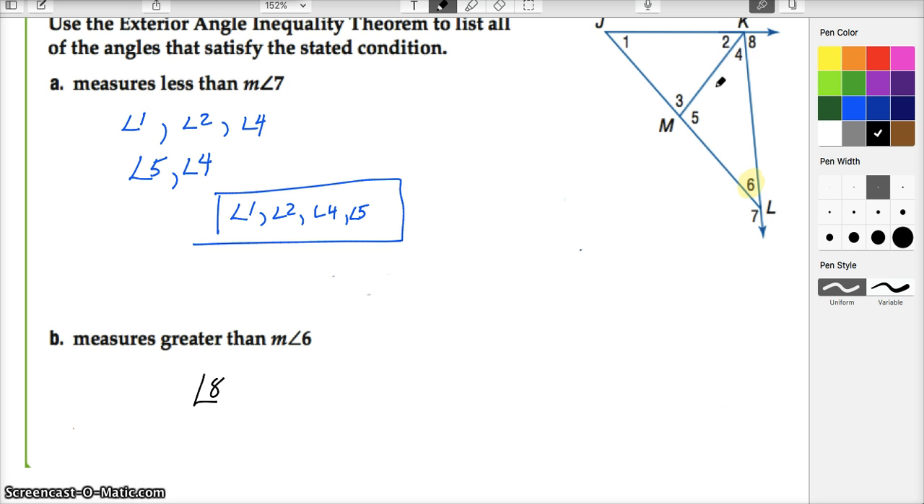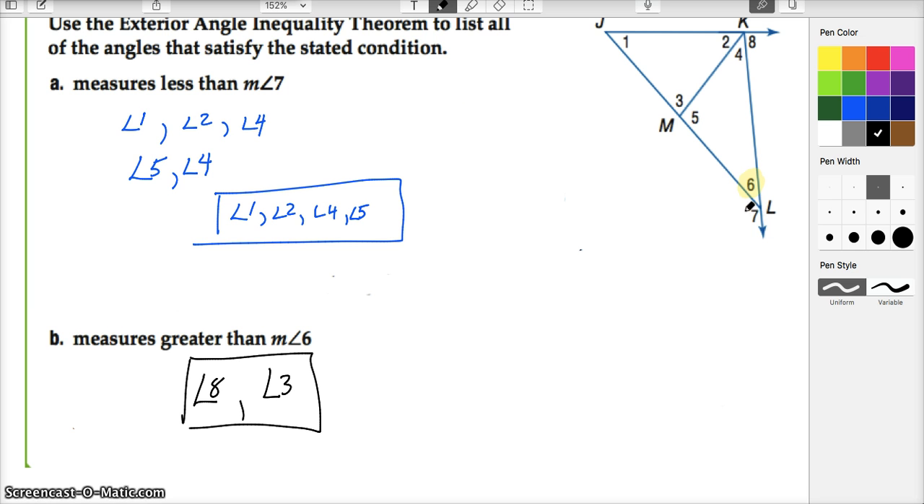And now if I consider this triangle here, the smaller one, triangle MKL or MLK, right? If I consider this triangle here, look at this angle, angle 3, would be an exterior angle to triangle MLK, and therefore angle 3 would also be listed as one of the angles that are definitely greater than our angle 6 here. And I think that's the only one we can say.